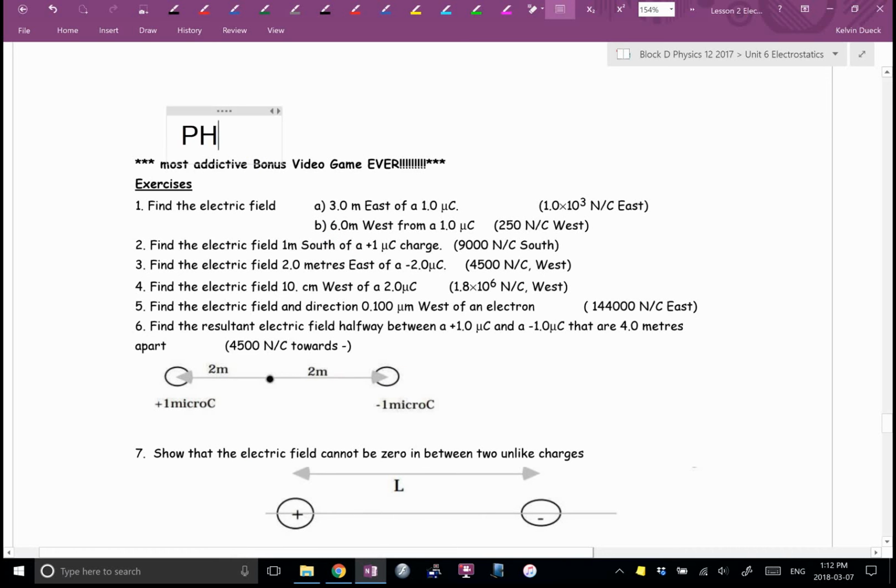If you go to Google PhET, electric field hockey, that's what you're going to Google. This will not run on a mobile device. It may not run on a Mac. If you have trouble getting it to run on a PC, let me know. There's a few tricks.